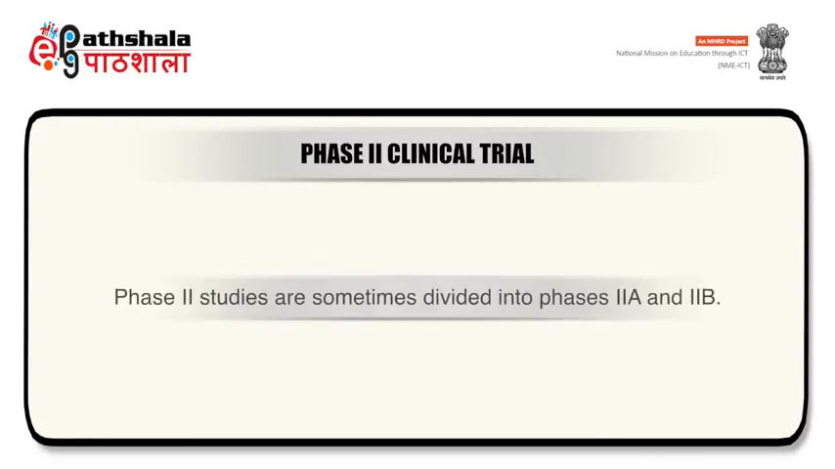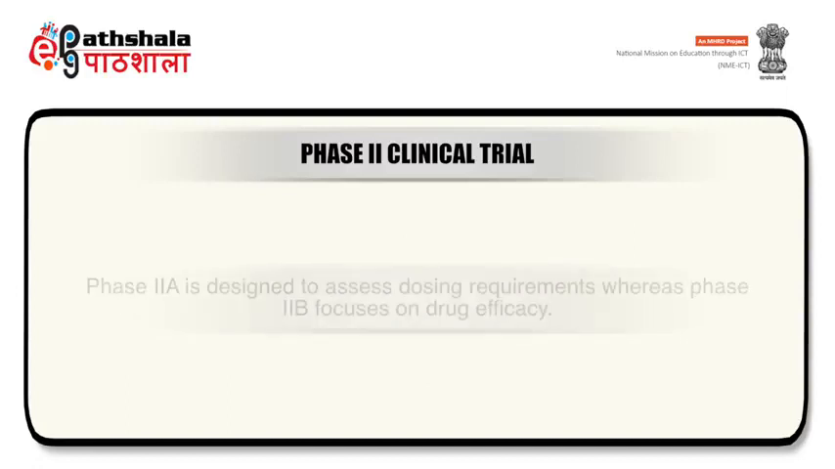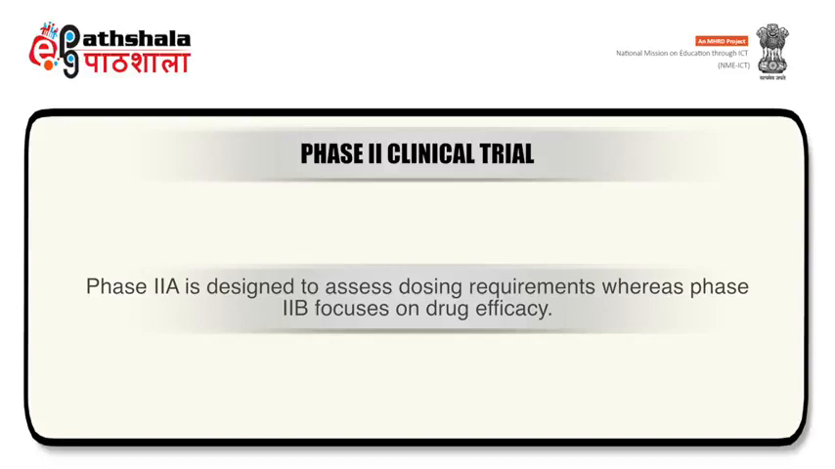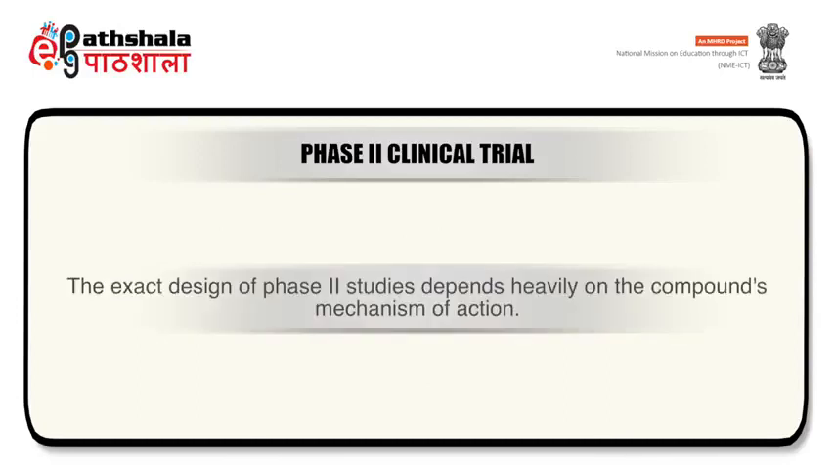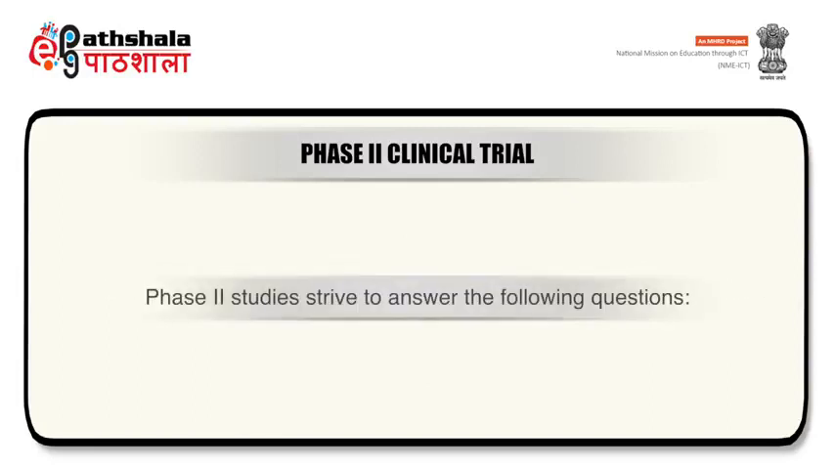Phase 2 studies are sometimes divided into phase 2A and 2B. Phase 2A is designed to assess dosing requirements, whereas phase 2B focuses on drug efficacy. The exact design of phase 2 studies depends heavily on the compound's mechanism of action. Phase 2 studies strive to answer the following questions. First, is the drug working by the expected mechanism? Second, does it improve the condition in question?